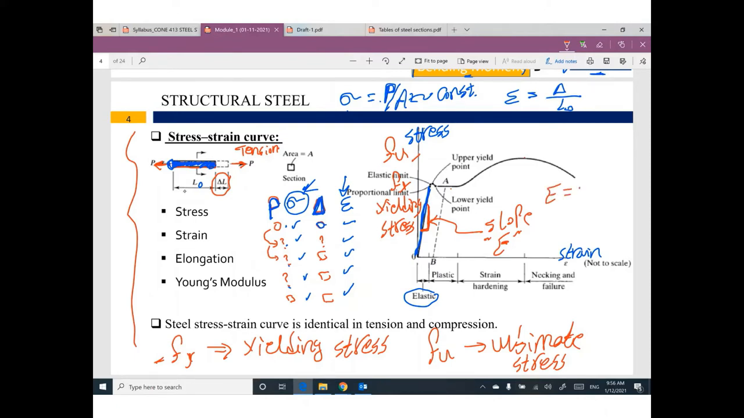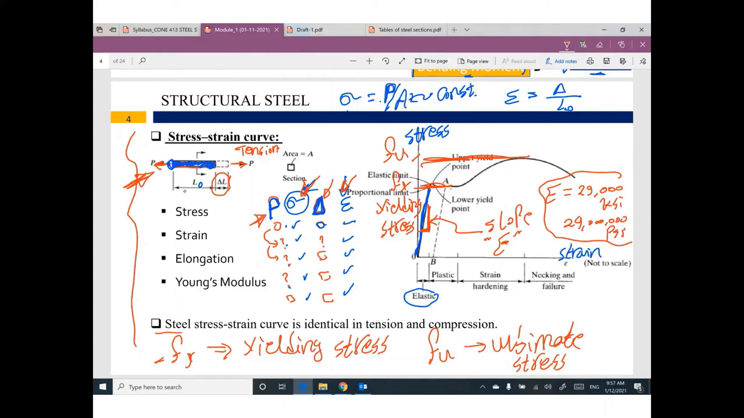E for steel is 29,000 KSI or 29 million PSI. Please keep this number in your mind. Young's modulus of steel is 29,000 KSI or 29 million PSI. How can I figure out Young's modulus of steel? You need to set up this tension test to get this record between P and the delta, and then you can calculate the stress and the strain. Then you can draw the relationship between stress and strain. Then you can figure out the yielding stress, the ultimate stress, and Young's modulus.